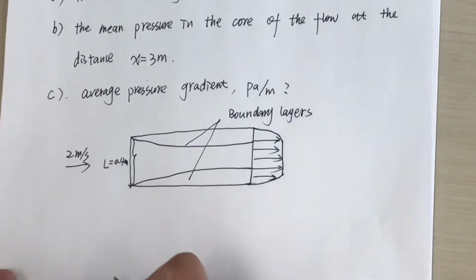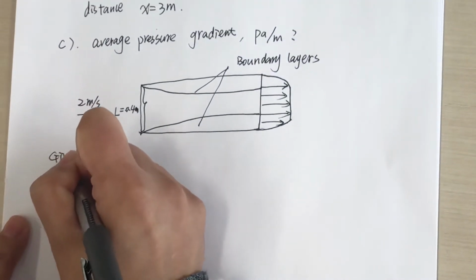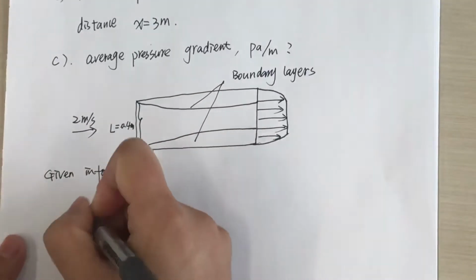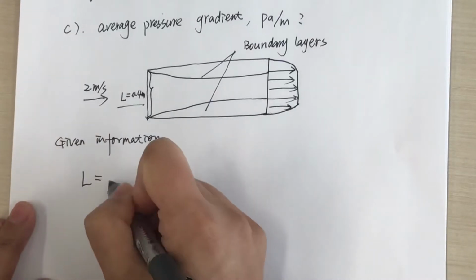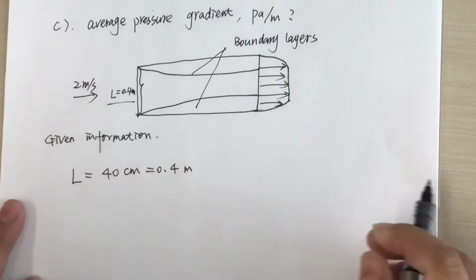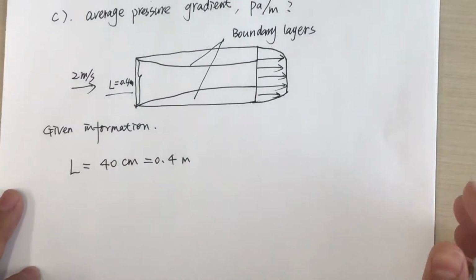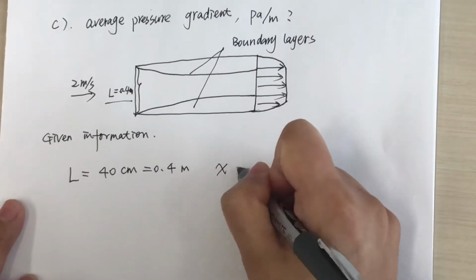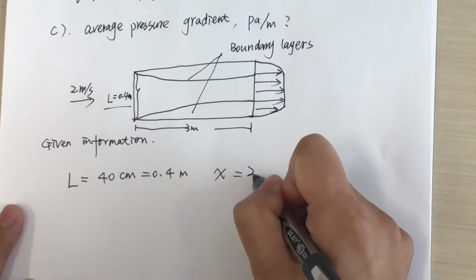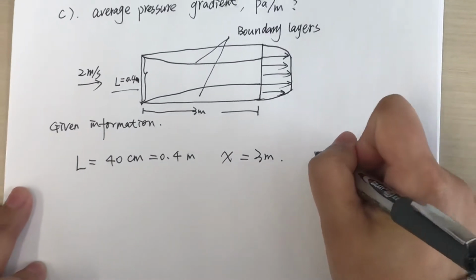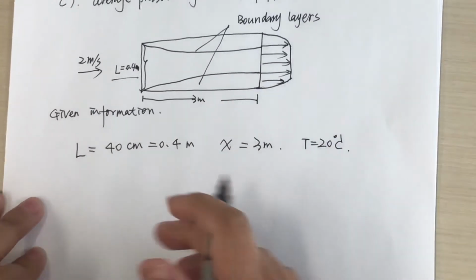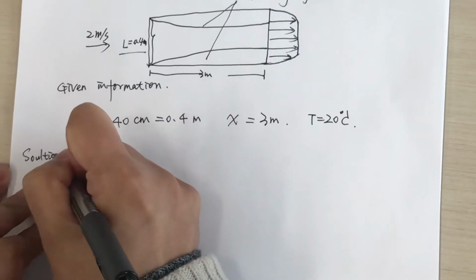So for the question, we have the given information. It should be here like this. The L here should be 40 centimeters, 2.4 meters, and the distance should be 3 meters, because the temperature is 20 degrees. Then we want to solve the first.